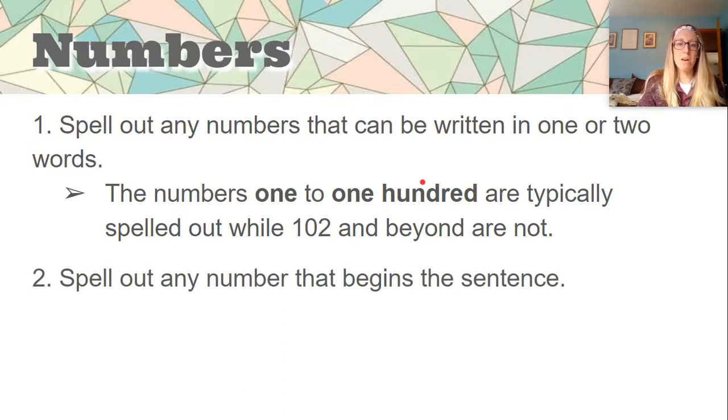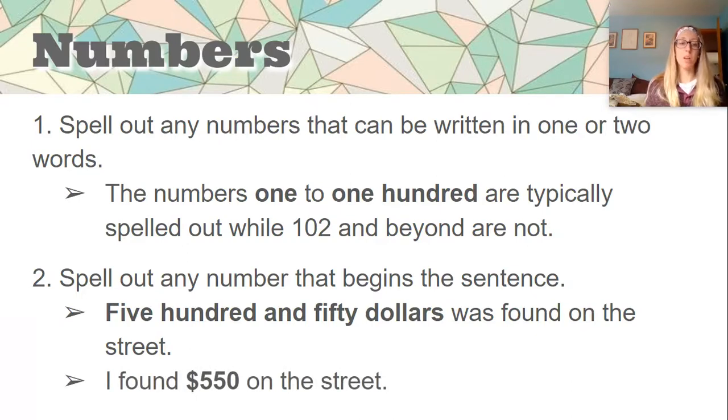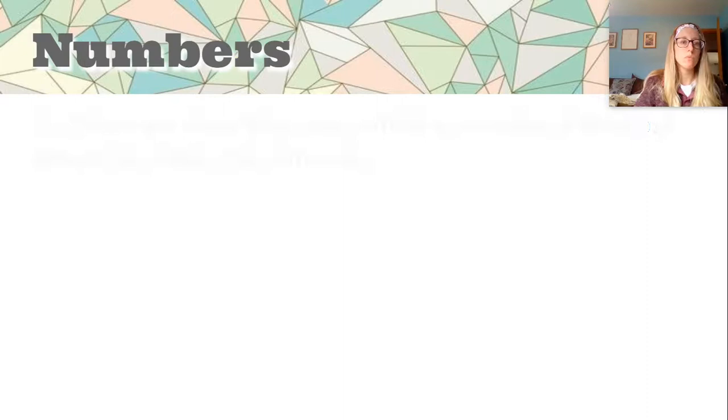You also want to spell out any numbers that begin a sentence, even if they're super long. So here would be an example. $550 was found on the street. Since it starts the sentence, you want to spell it all the way out. Whereas if it were in the middle of the sentence, you could just use numerals to represent it.